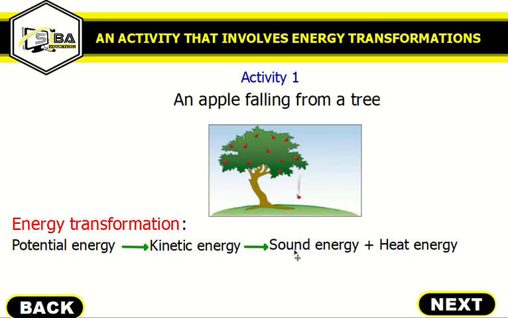Then once it drops on the ground, you hear a sound, and that is what we call sound energy plus heat energy. This is how we put it. It is indicated with arrows. So from potential energy, once the apple is hanging, to kinetic energy, when it started moving, the arrow comes, and then sound once it hits the ground, plus heat energy.